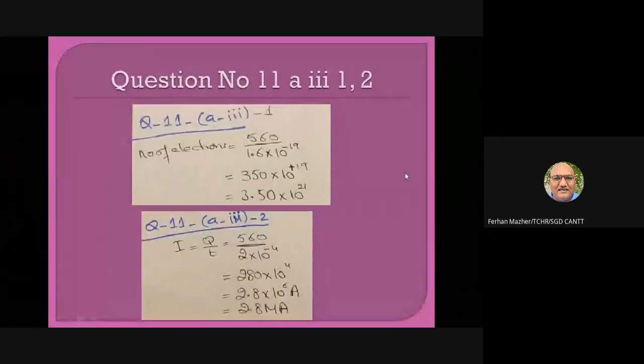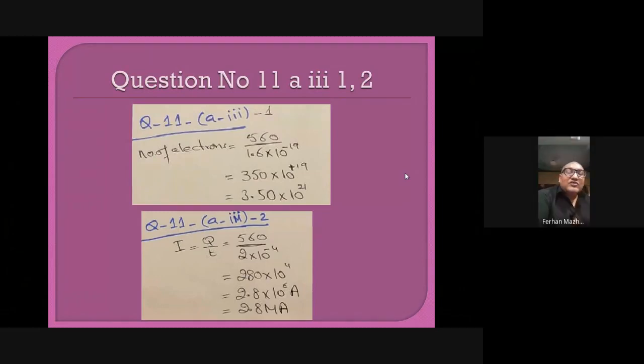So here you see question number 11a, second part. 560 coulomb is the charge, and the charge on a single electron is 1.6 expo minus 19 coulomb. So on your calculator, write 560 divided by 1.6 expo minus 19 equals. So the final answer will be 3.50 expo 21. 3.50 expo 21 electrons will be present there.